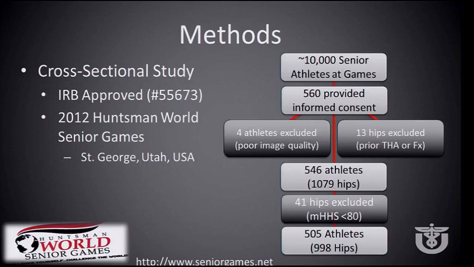We are fortunate in Utah that we have this thing called the Huntsman World Senior Games. It's basically the Olympic equivalent for senior athletes. About 10,000 senior athletes attend these games. We were able to examine a subset of these. 560 athletes provided informed consent. You can see we had to exclude some for various reasons, but in the end we had 505 athletes, and that allowed us to look at almost 1,000 hips.